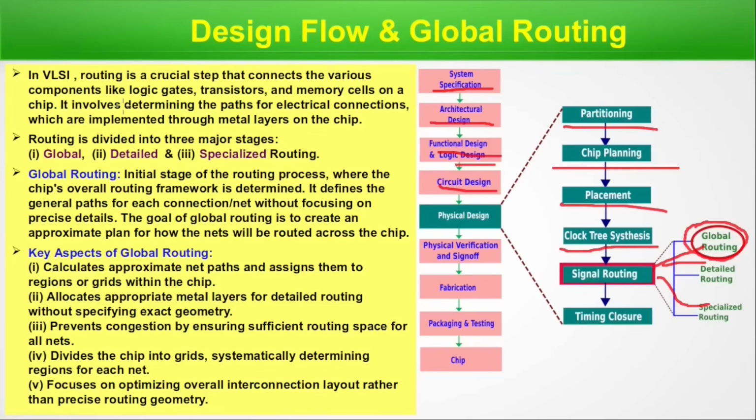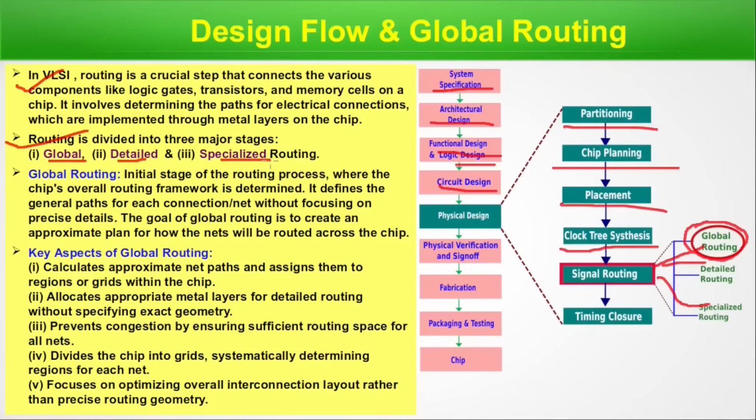In partitioning, the area is partitioned. In placement, modules are placed. Now they need connection. How that is done, that method is called routing. So it involves determining the paths for electrical connections which are implemented through metal layers on the chip. And routing is divided into 3 major steps: global, detailed and specialized routing. Global routing is basically the initial stage of routing. Detailed routing is more detailed, and in specialized routing, special signals like the clock signal are taken care of. Global routing is the initial stage of the routing process where the chip's overall routing framework is determined. It defines the general paths for each connection or net without focusing on precise details.